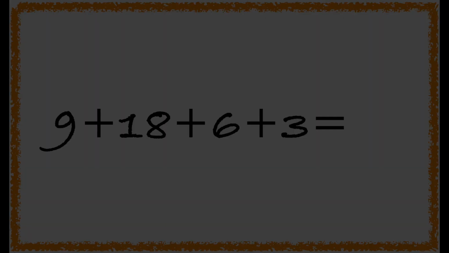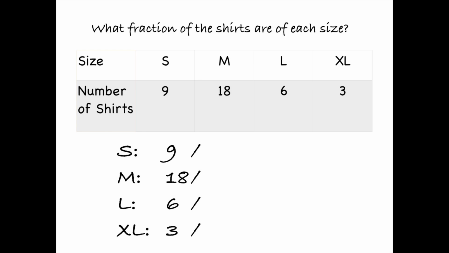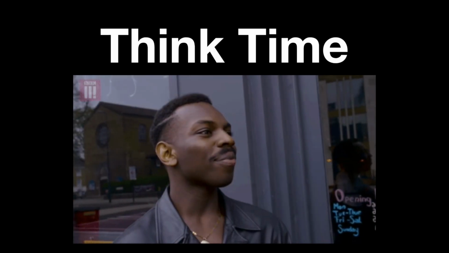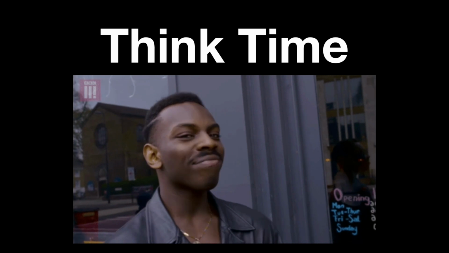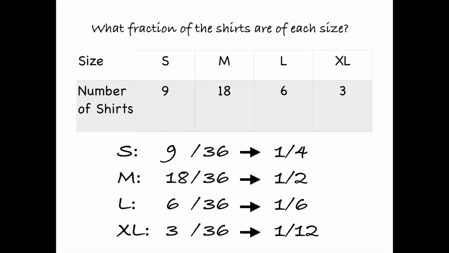What is 9 plus 18 plus 6 plus 3? Our whole is 36. We're not quite finished though, because we still need to simplify. Go ahead and simplify these fractions on your own. Did you get 1/4 small shirts, 1/2 medium shirts, 1/6 large, and 1/12 extra large?